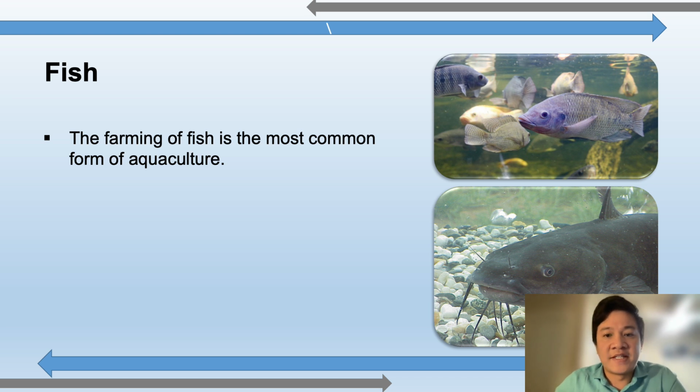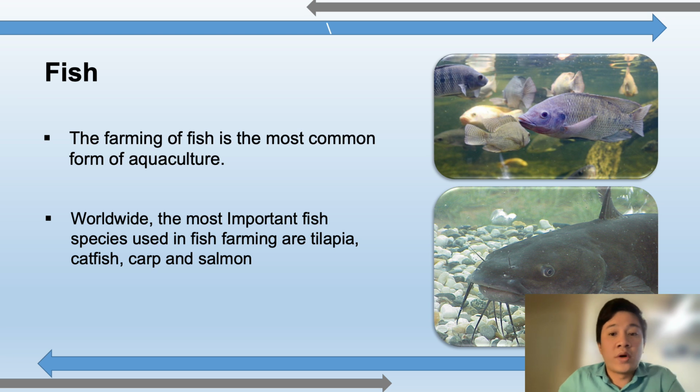It involves raising fish commercially in man-made or natural environments from tanks, fish ponds, and even ocean enclosures. This group of aquatic animals is usually subjected to culture as a source of food. Worldwide, the most important fish species used in fish farming are tilapia and catfish, as shown in the slide, and even carp. And for temperate countries like the United States of America, the most common fish subjected to culture are channel catfish, rainbow trout, Atlantic salmon, and largemouth bass.